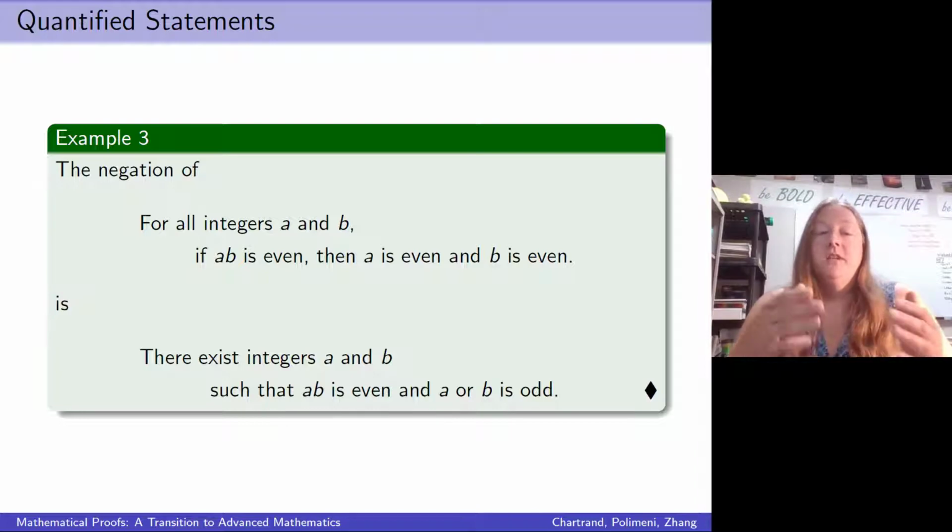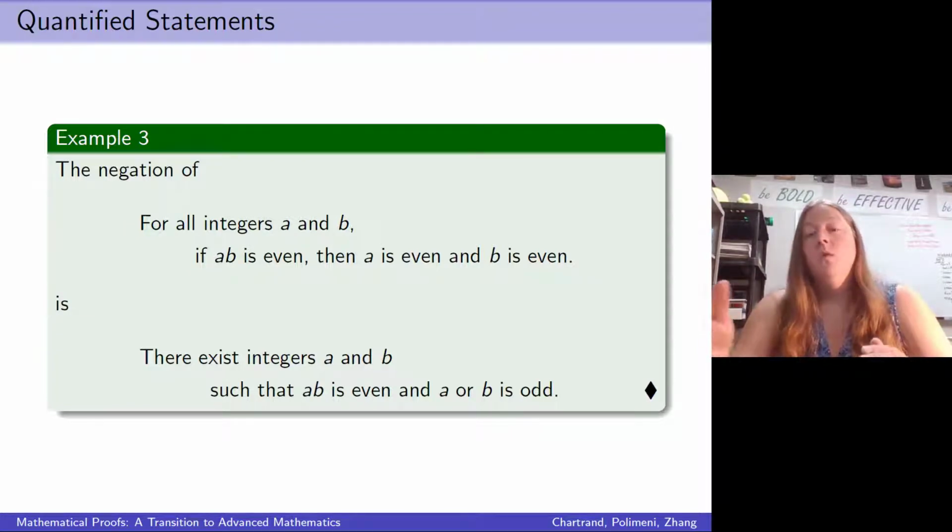So our universally quantified statement of for all integers a and b, if a times b is even, then a is even and b is even, actually becomes there exists integers a and b such that a times b is even and a or b is odd. And here we see the negation is true, the original statement is in fact false.